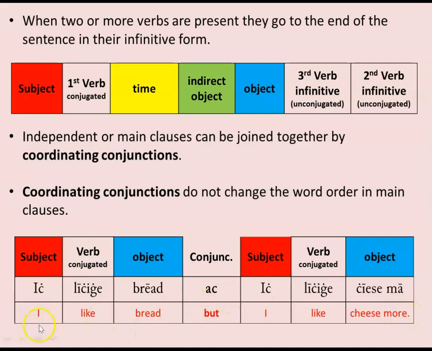Each clause can stand as a sentence in its own right. "I like bread" is a distinct whole sentence. "I like cheese more" is a distinct sentence. Both can stand separately on their own as a complete sentence. All we need is a coordinating conjunction to join those two clauses together. We use a coordinating conjunction for that. There's a whole separate video on coordinating conjunctions, number 3 or 4 in the playlist.